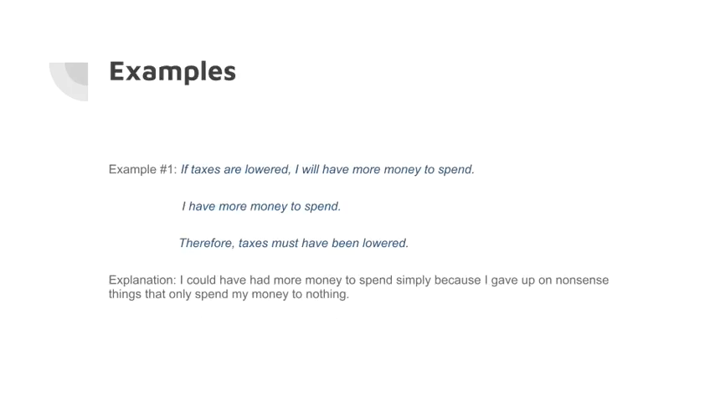Now let's go to examples. Example 1. If taxes are lowered, I will have more money to spend, which is the first premise. The second premise is I have more money to spend. And then the conclusion is therefore taxes must have been lowered. The explanation is I could have more money to spend simply because I gave up on nonsense things that only spend my money on nothing.